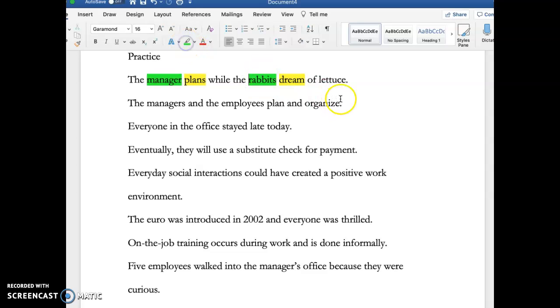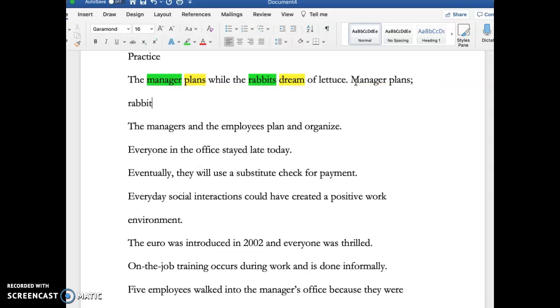So do you see that we have two subject-verb pairs? So you're going to write manager plans and rabbits dream. See, I'm just smushing them up together? Okay, here's the next one.